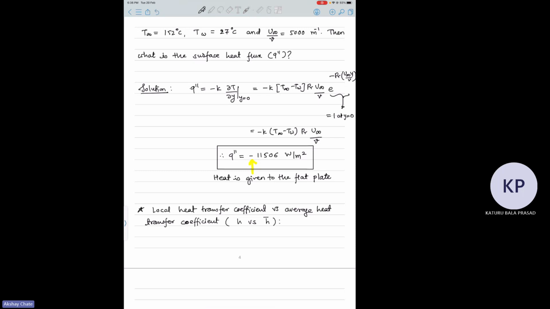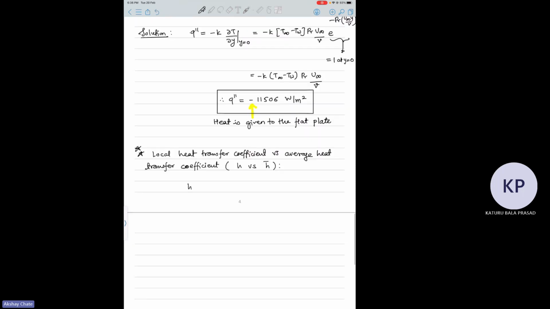So if you look into it, this average heat transfer coefficient is nothing but 1 divided by the cross-sectional area, or heat transfer surface area, times the surface integral of your local heat transfer coefficient times your incremental surface area. So this is the definition.